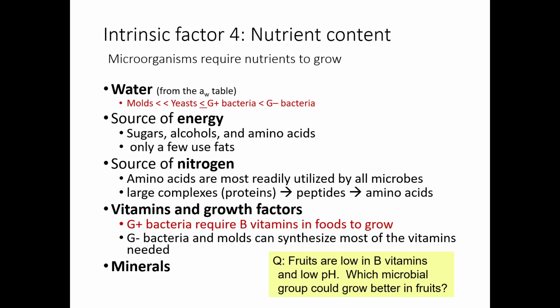Okay, so the next intrinsic factor is nutrient content. One thing that's important is that gram-positive bacteria are going to require B vitamins in foods to grow, whereas gram-negative bacteria and molds are going to be able to synthesize the vitamins that they need, so they don't need it in the food. So since fruits are low in B vitamins and have a low pH, which microbial group would grow better in fruits?